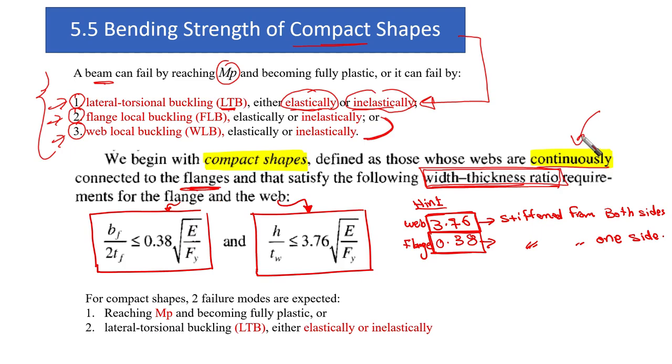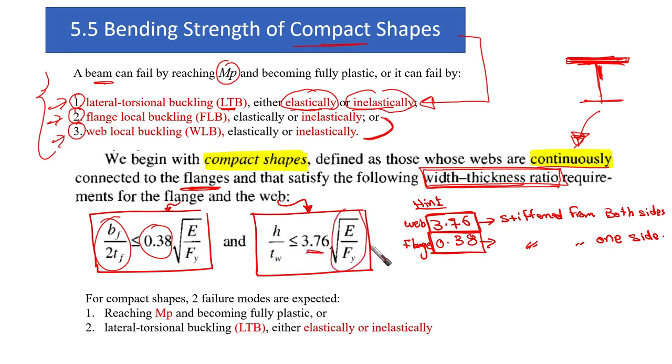This is the compression flange, because we are sure that no lateral buckling would happen to our cross section. Okay, so these are two conditions here: continuously connected flange, that the webs are continuously connected to the flange. That's an important issue. And the second is that the width to thickness ratio for the flanges and the webs meet these conditions: 0.38 radical of E over F yield for the flange, and for the web it is going to be h over t web less than or equal to 3.76 times the radical.